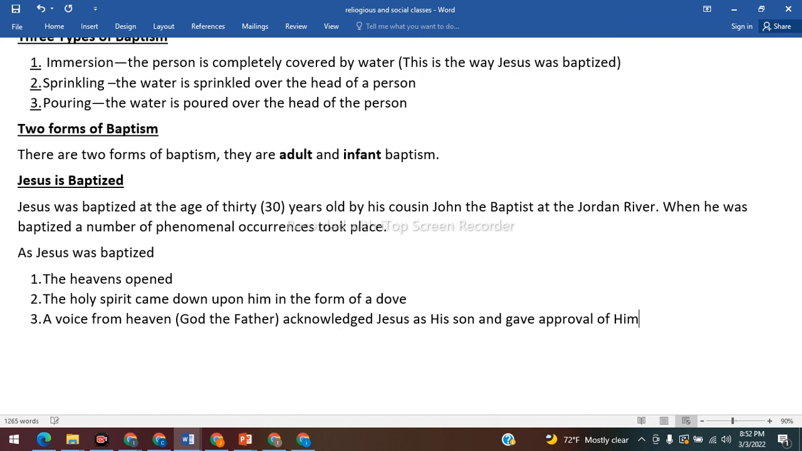Now there are different things going on. The cloud represents the glory and the presence of God.